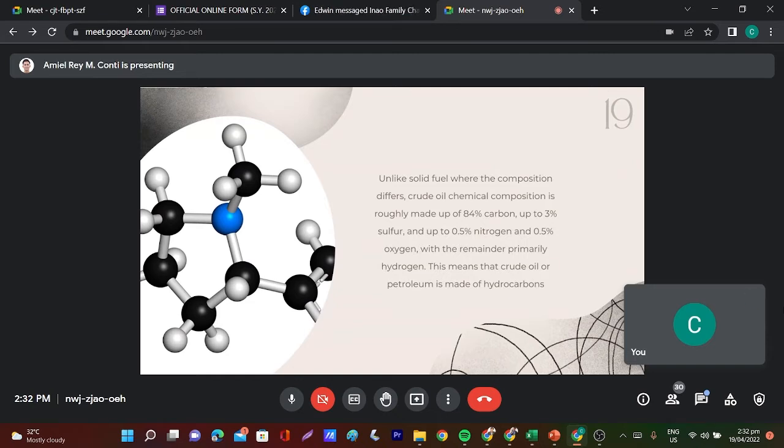Speaking of hydrocarbons, a hydrocarbon is an organic chemical compound composed exclusively of hydrogen and carbon atoms. Hydrocarbons are highly combustible and produce carbon dioxide, water, and heat when they are burned. Therefore, hydrocarbons are highly effective as a source of fuel. Okay, next slide.